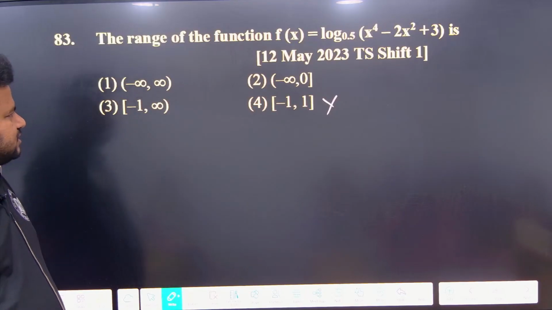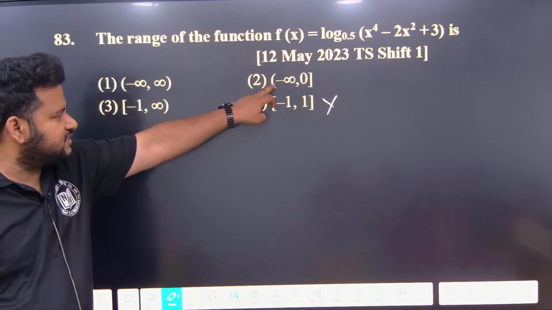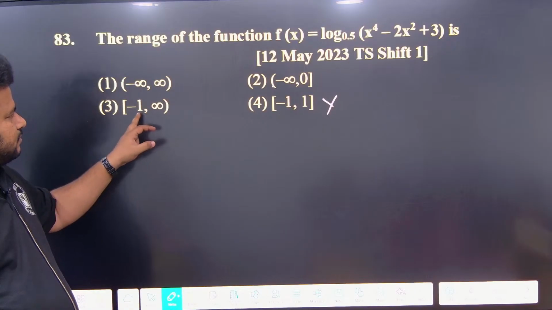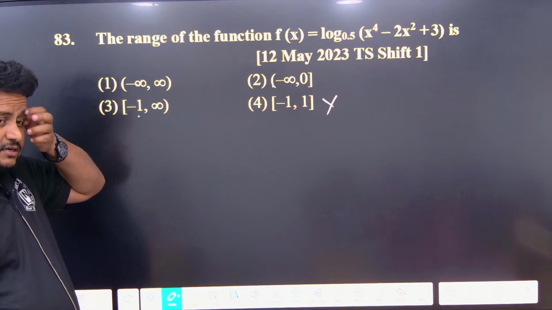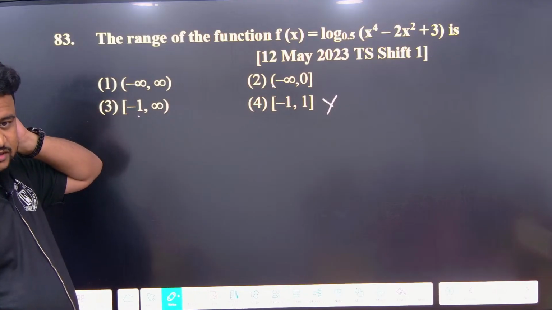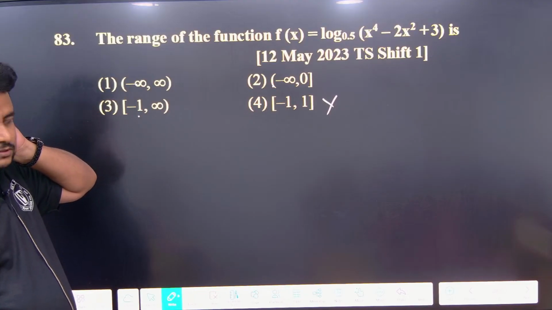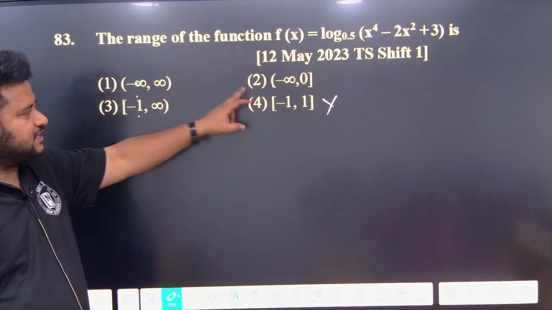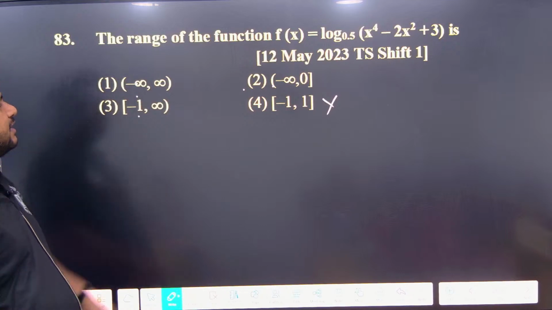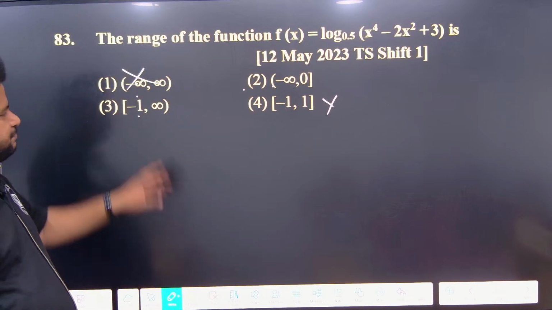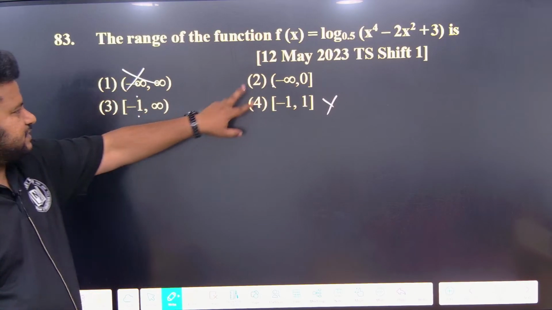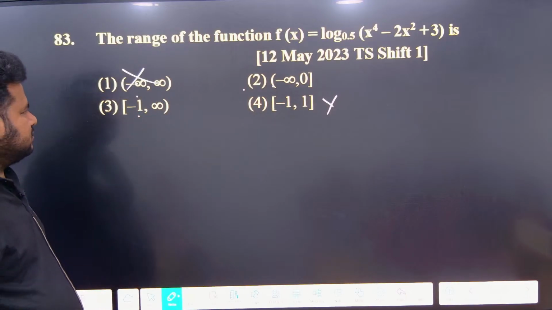Now think which are the options that are similar. Minus infinity is here, minus infinity is here. Minus 1 is there, minus 1 is there. You eliminated that. So which option do you want to eliminate? I feel that this option and this option are similar because minus infinity is there. Or I will eliminate this option only, because in both places the same numbers, minus infinity, are there. Now I will choose between the third option and the second option.